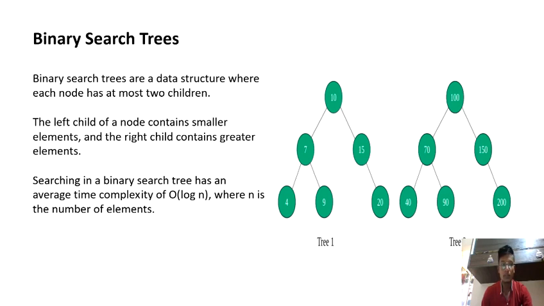Binary search tree. Binary search trees are data structures where each node has at most two children. The left child of the node consists of smaller elements and the right child consists of greater elements. Searching in a binary search tree has an average time complexity of O(log n), where n is the number of elements.